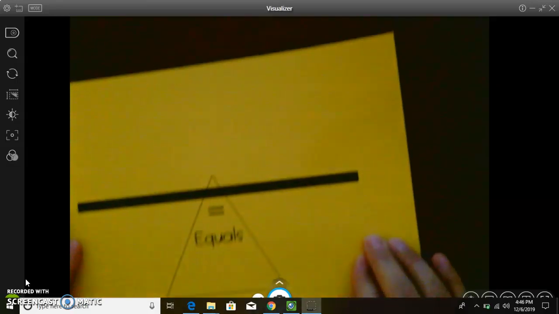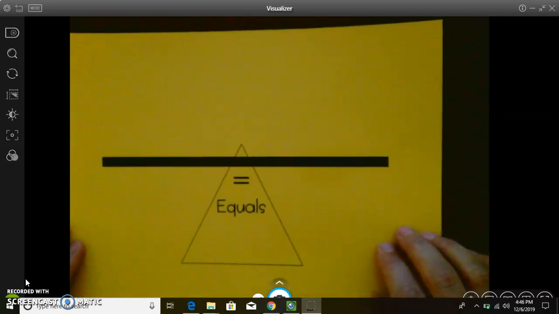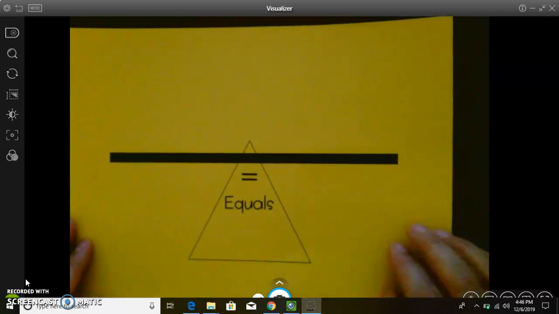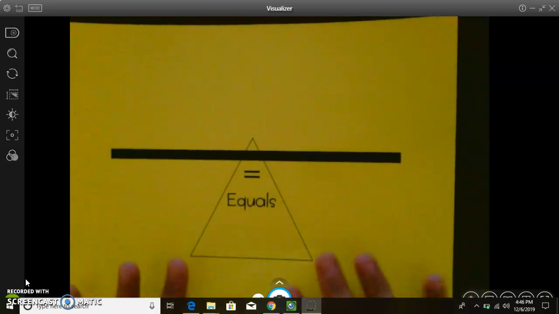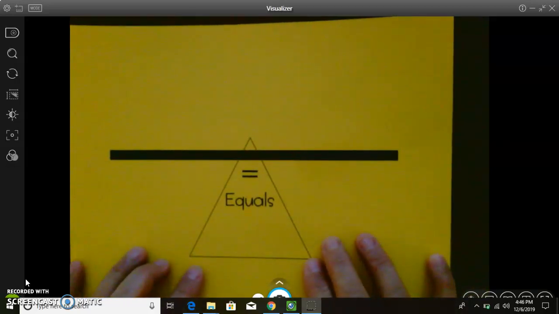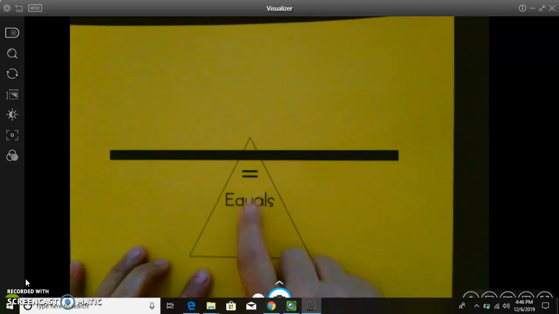The first thing that we're going to use, and this is just for our hands-on, we can use these in class sometimes, but this is going to give you a visual of the tool that we have online that you can use through Google Slides. This is our board. This is meant to be a scale. This is always equal. So when we do an equation, our goal is to have both sides equal.